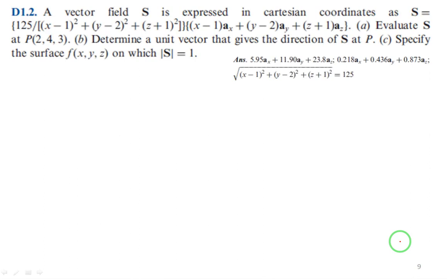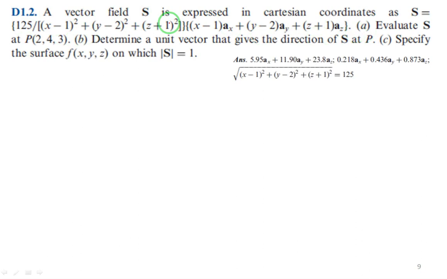Okay, next I will try to solve this problem with respect to the vector field. A vector field S vector is expressed. While reading, please observe my wordings. I will read it as S vector. Don't write it simply as S, because it is bold. A vector field S vector is expressed in Cartesian coordinates as S vector is equal to, this is the S vector they have given, I will not read out this.